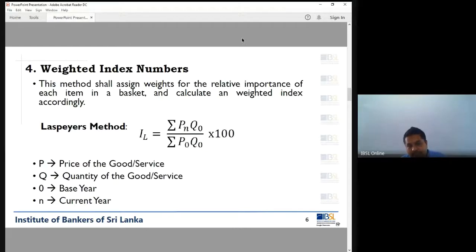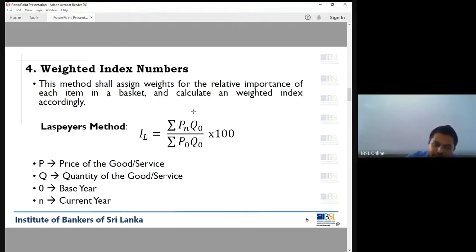So both these methods come under the umbrella of weighted index numbers. The weighted index numbers method assigns weights for the relative importance of each item in a basket. These quantities, these Qs, are how you assign the weights for the basket from time to time. Let's look at the equation first, and then we will do a computation and see how the Laspeyres method is used in index computation.